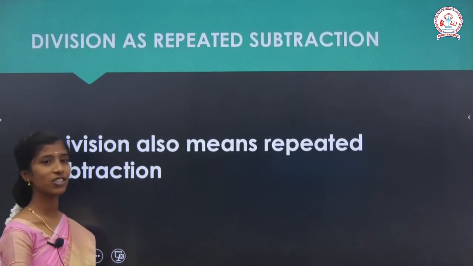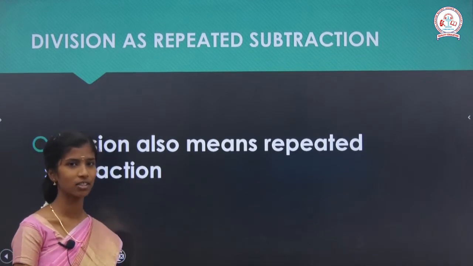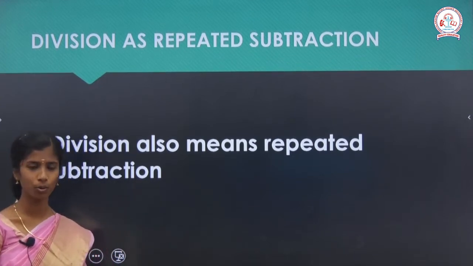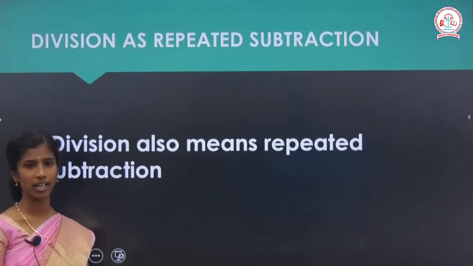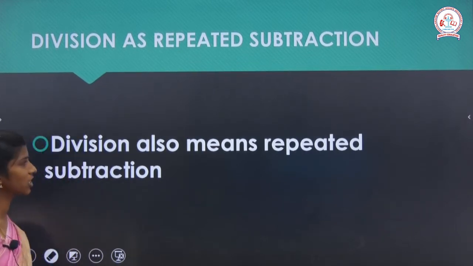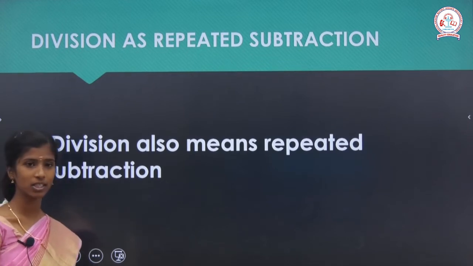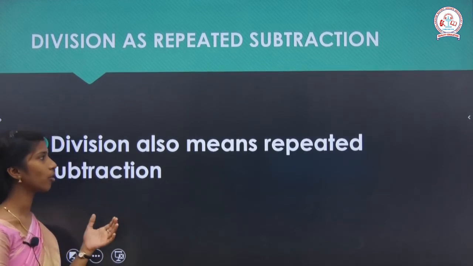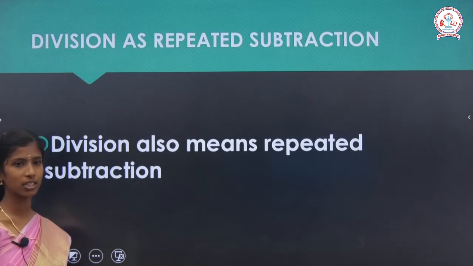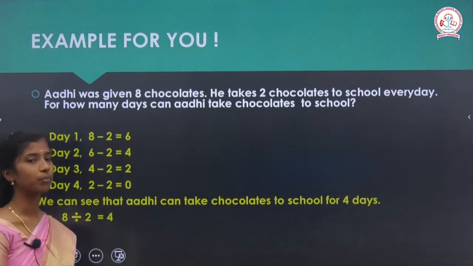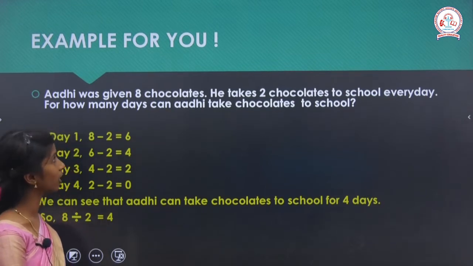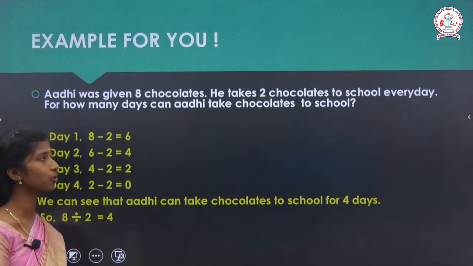So division as repeated subtraction. Children, you all know multiplication is nothing but repeated addition. Similarly, division also means the repeated subtraction. So division can also be done by repeated subtraction. So I am going to explain that division as repeated subtraction through this example.